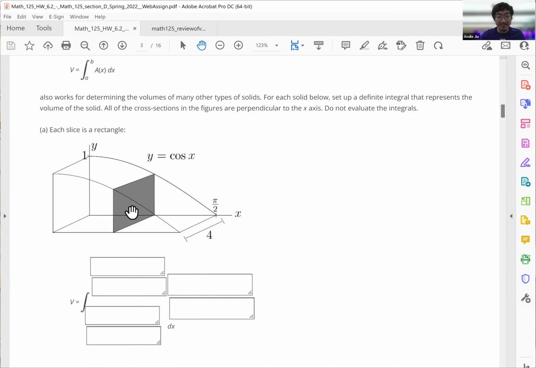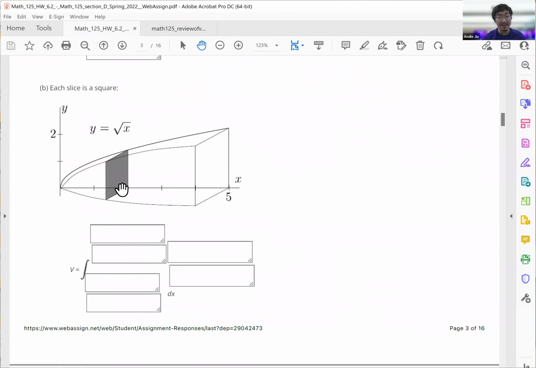Here the shaded region is the cross-section area. The width is 4 and the height is cosine of x, so the function is 4 cosine of x, on the interval from 0 to pi over 2.